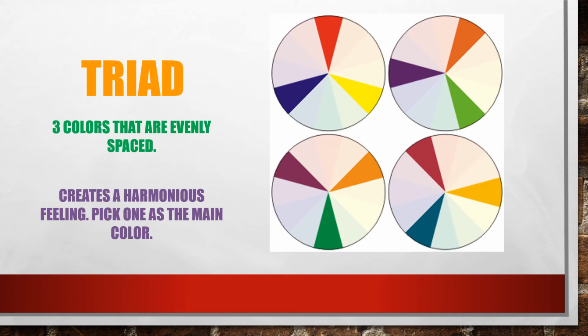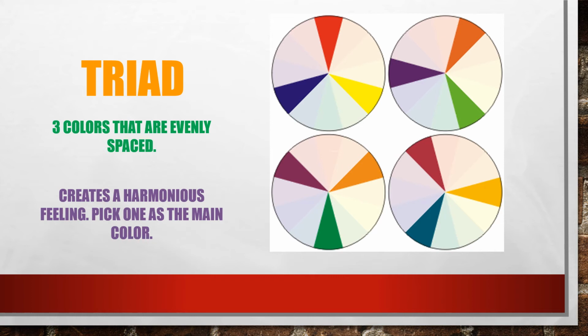Triadic color schemes happen when you have 3 colors that are evenly spaced. Remember those primaries and those secondaries? Those are examples of triad color schemes. Triadic color schemes are 4 spaces apart from each other. They create a harmonious feeling, and you might pick one of them as the main color, and then you count 4 spaces to get to the next color.